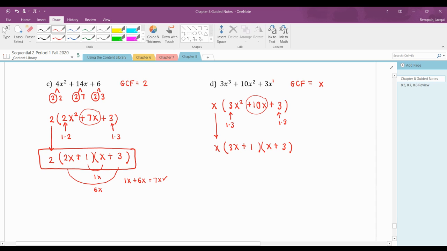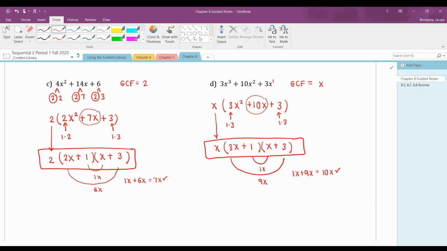I want it to turn into a 10x when I combine like terms. So if I multiply the outside terms of my parentheses, 3x times 3 is 9x. If I multiply the inside terms, 1 times x is 1x. If I add those like terms, I get 10x, which is what I'm looking for. So I know that this then was my correct guess, and so then that's my answer.